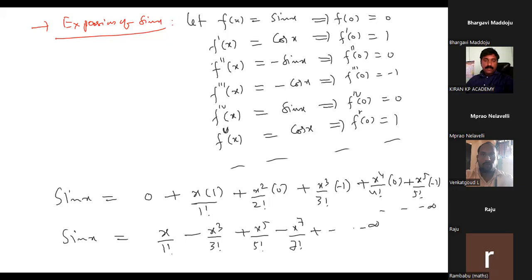Generally, teachers just write the expansion. Sometimes I face many students asking what is the reason for this. While teaching, main students listen, but advanced students will ask what is the reason. If you simply write the formula, they will not accept. I faced many students like that, so that is why I'm explaining the reason. So this is sin x.